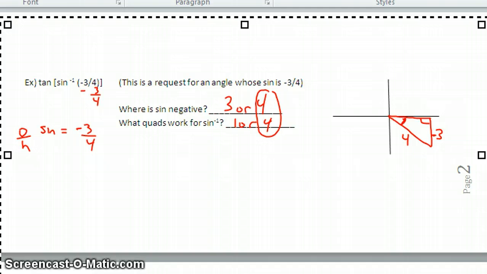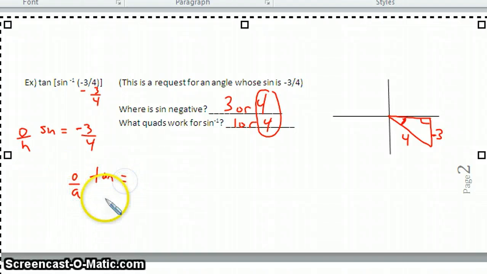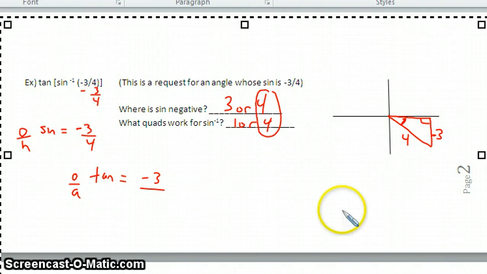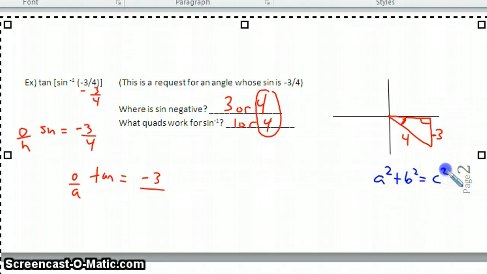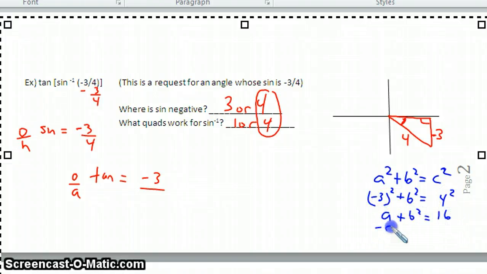Alright, so with that being said, the next thing I want to do is find the tangent of this triangle. And tangent is opposite over adjacent side. So opposite side I have, adjacent side I don't have. And so I'm going to use the Pythagorean theorem to find that. Negative 3 squared plus b squared has to equal 4 squared. Subtract the 9. I would find that b would end up being the square root of 7.